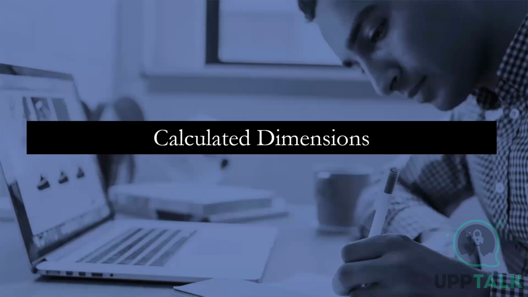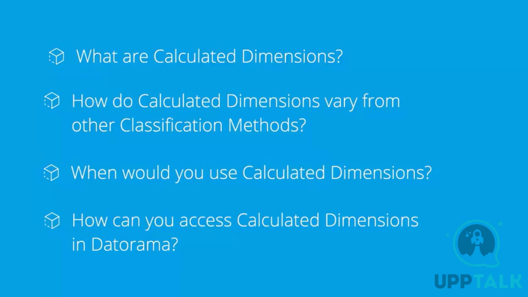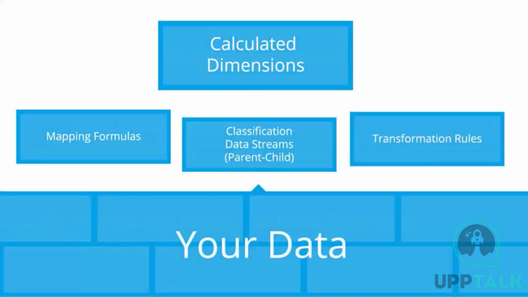Okay, now we come to two very important topics in Datorama: calculated dimensions and calculated measurements. Okay, so what are calculated dimensions? How do calculated dimensions vary from classification methods? Why, when would you use calculated dimensions, and how can you access calculated dimensions in Datorama?